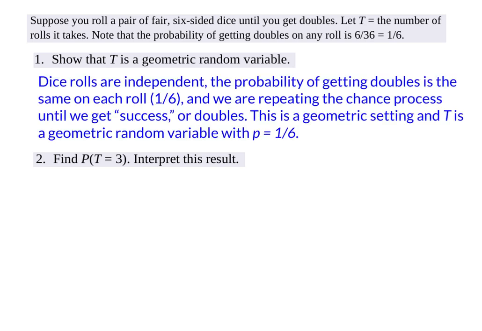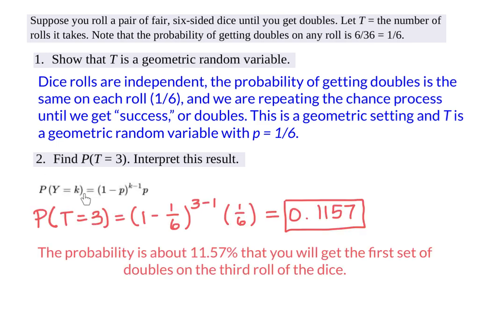So we know that dice rolls are independent, and the probability of getting doubles is the same on each roll, which is 1/6, and we are repeating the chance process until we get success, or doubles. So this is a geometric setting, and T is a geometric random variable with a probability of 1/6. So next, let's find the probability that T, or the number of rolls it takes to get doubles, is 3. And of course, we'll interpret the result.